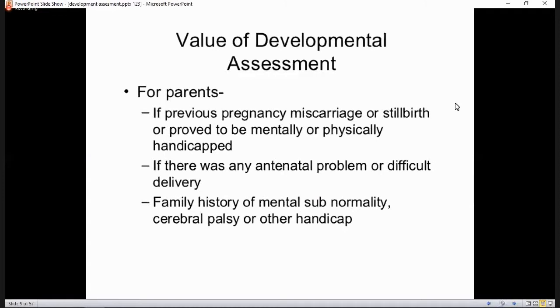The purpose of all this is that one should know how to assess development. It is not very difficult. It's very easy. If you do a development assessment in 10 or 20 children, you will be a master. If you practice on 20 children, whenever you see a child, you will be able to recognize the age of the child by seeing the activity.